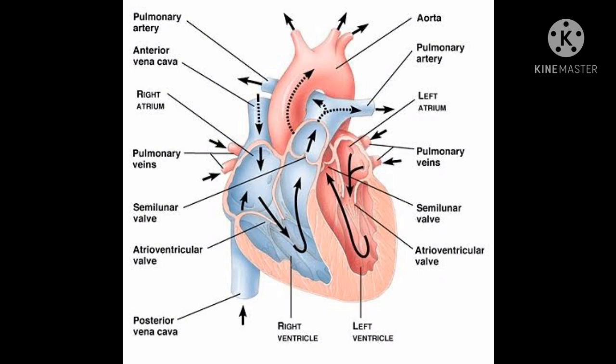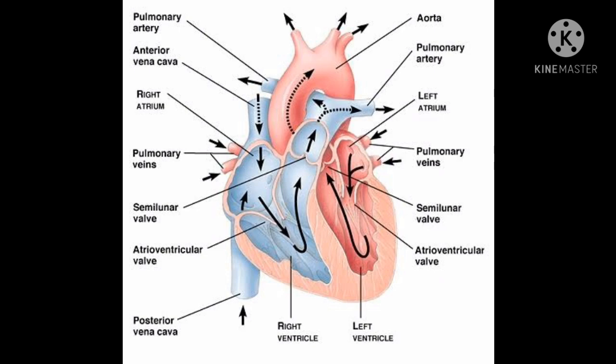The oxygenated blood is drained into the left ventricle with the help of the atrioventricular valve. Then this blood is transferred to the whole body with the help of the aorta. The arrows show the direction of blood. Blue stands for deoxygenated blood, and red stands for oxygenated blood.